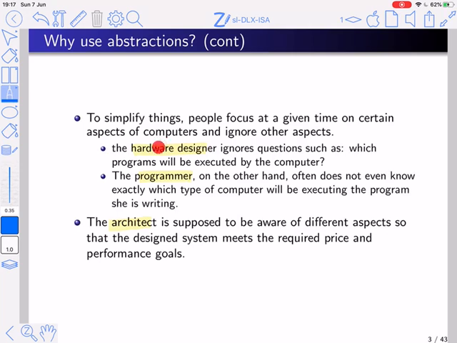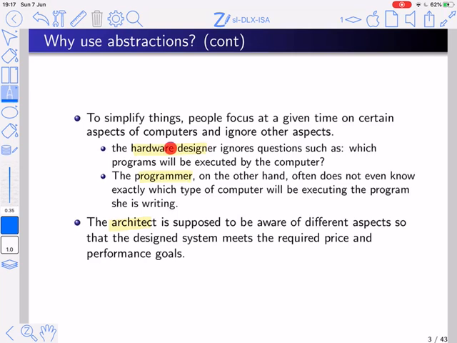So, for example, a hardware designer is not interested in questions such as which programs will be executed by the computer. Now, this is a very important question if you're the architect, because if you want to know which programs will be executed, then that may dictate how much memory you need, how fast the memory needs to be, which types of instructions are common and need to be executed faster, and so on. So, different questions are interesting in different abstractions.